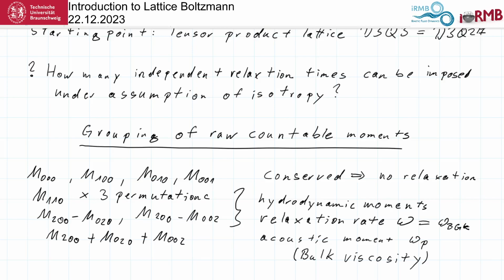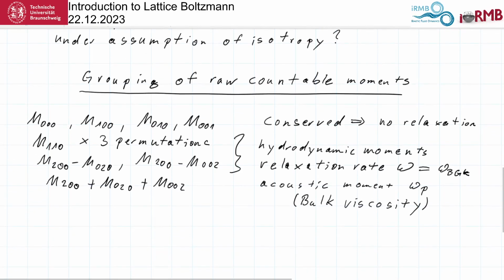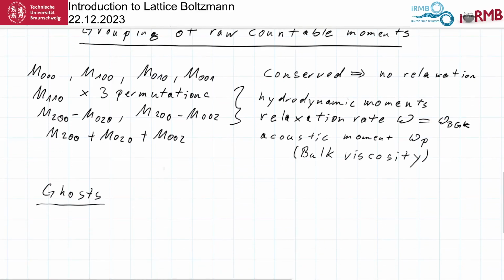Okay, we'll not go into much detail about this. So now we have the conserved moments, we have the hydrodynamic moments, and we have the acoustic moment. And then we come to the ghost moments, so the ones that do not show up in the Navier-Stokes equation. And there are different groups of this. So this here were 0, first and second order moments, and now we are in third order moments, and we give a group third order moments A.